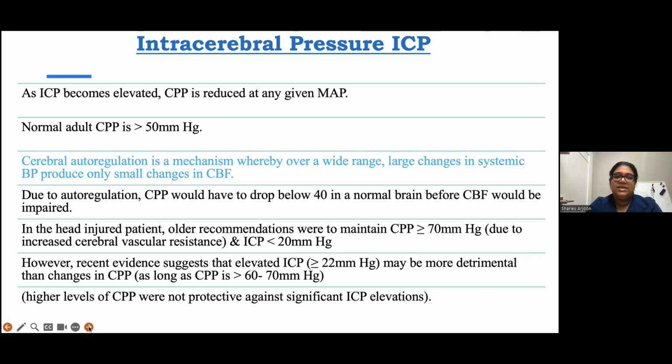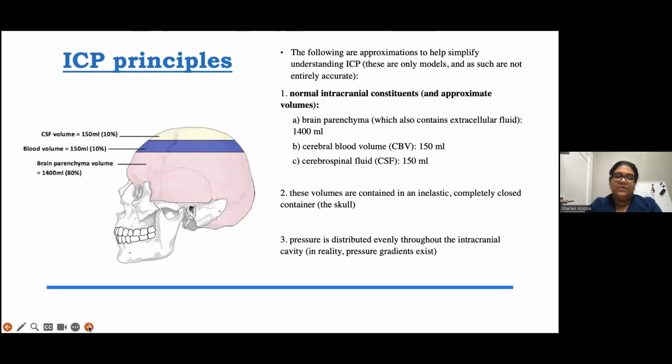However, recent evidence suggests that elevated ICP greater than 22 may be more detrimental than changes in the cerebral perfusion pressure as long as the CPP is greater than 60 to 70 millimeters mercury. Higher levels of CPP were not protective against significant ICP elevations. So the principles of ICP, the following are approximations to help simplify the understanding.